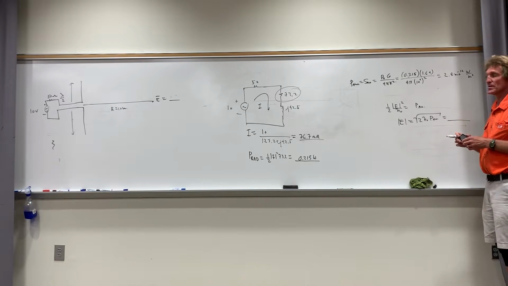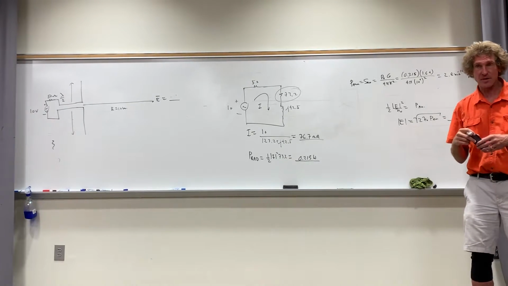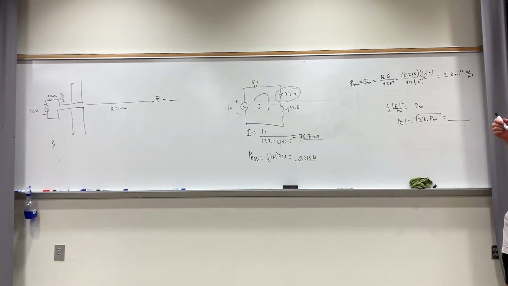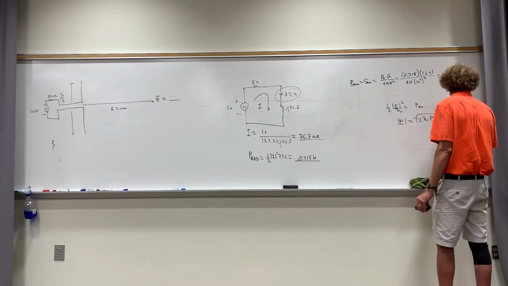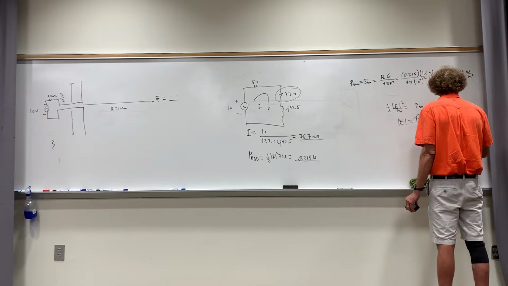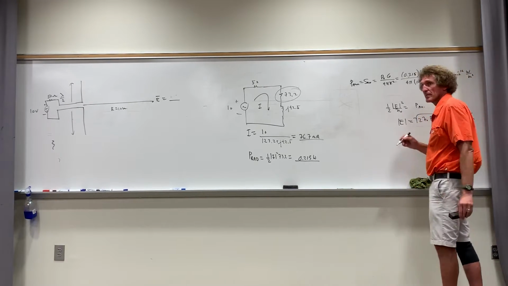This is the correct way to do it. It's the long way, but it's the correct way. 0.46 millivolts per meter. Yeah, millivolts per meter. Is that the answer? Yeah.